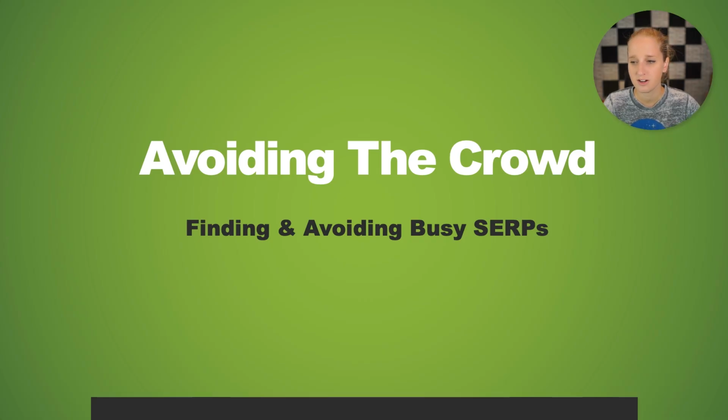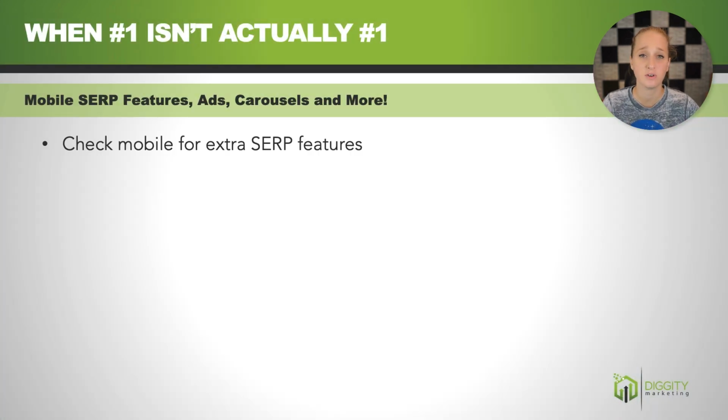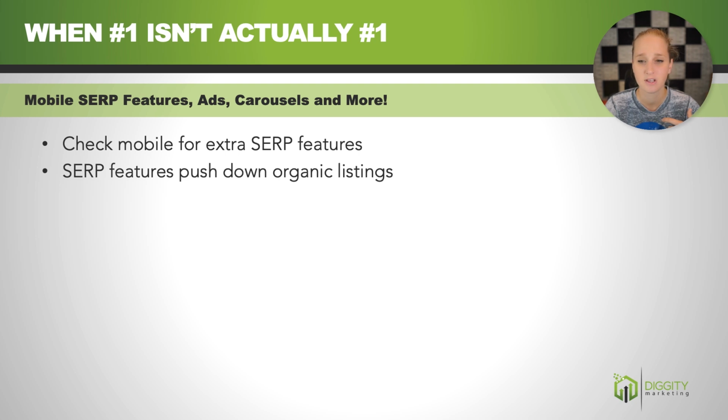All right, so avoiding the crowd, finding and avoiding those busy SERPs. The first thing that you need to know about this is you always want to check mobile. When you're doing your keyword research, you want to check desktop to see what the SERP looks like, but you also want to pull it up on mobile as well, because 9 times out of 10, the mobile is going to have more extraneous features that are going to push organic listings down.